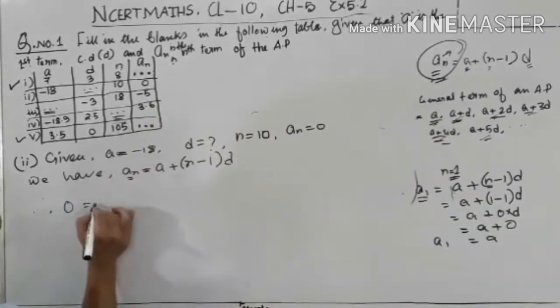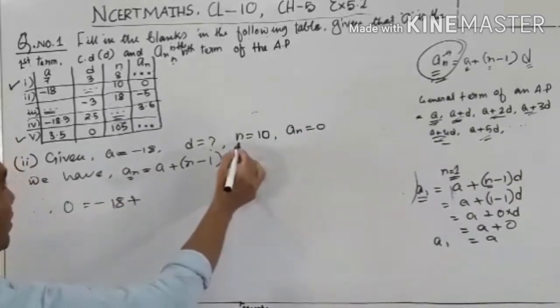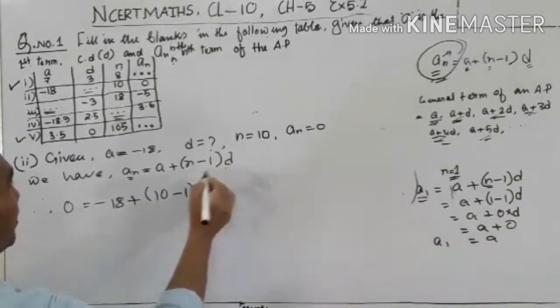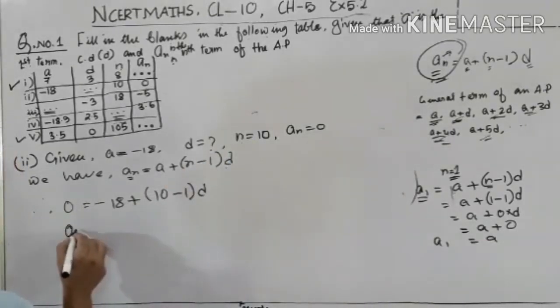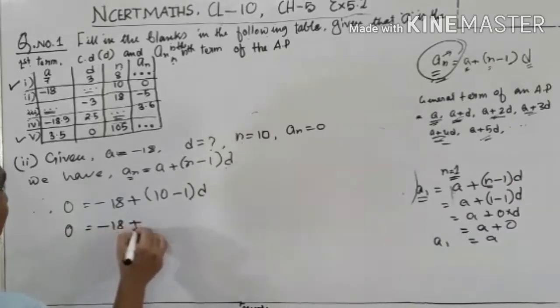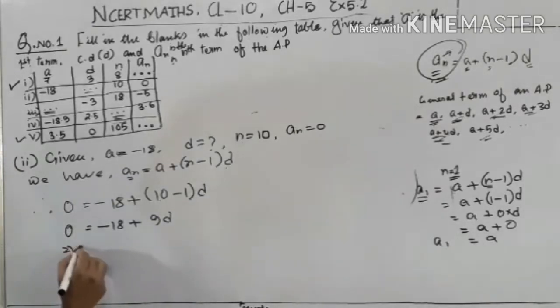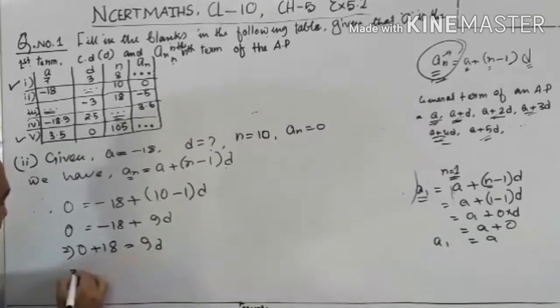So 0 equals the first term, minus 18, plus (n minus 1) times d, where n equals 10, so it is 10 minus 1. d is not given, so we have to find d. 0 equals minus 18 plus 9d. So we have almost got the answer. Let us transpose minus 18 to the left hand side of the equation. Now it will be plus 18, so 18 equals 9d.